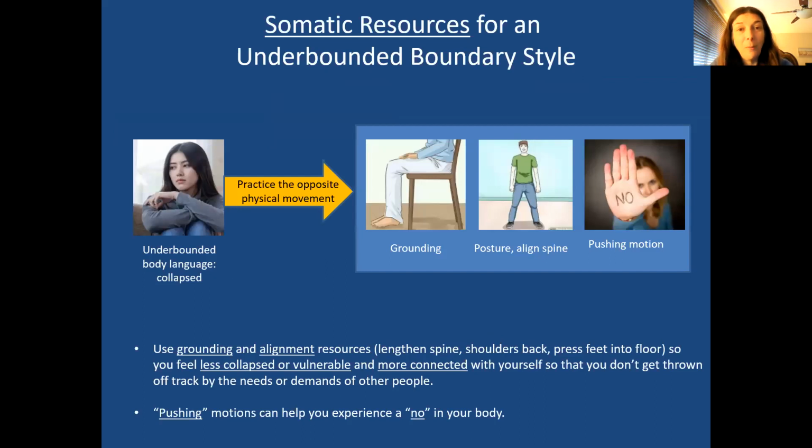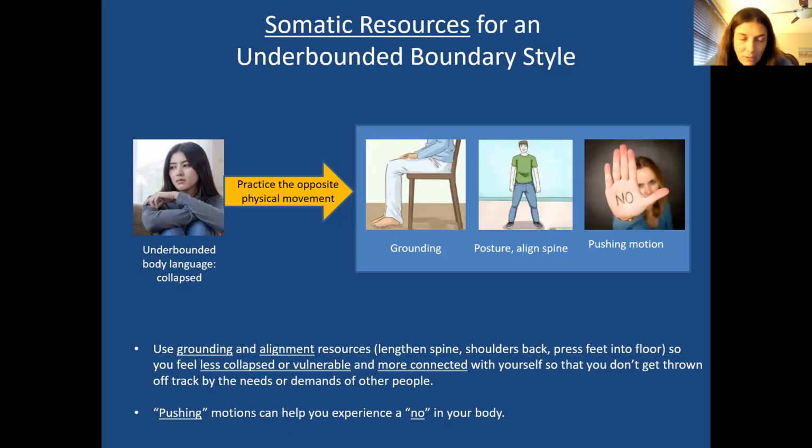Okay, so there are some somatic resources, ways we could use our body to combat some of these underbounded body language styles. Let's look on the left. Say you have that collapsed body language of an underbounded style, and you're trying to use your body to help you set a stronger boundary in a certain interaction. Some suggested somatic resources would make your body feel a little bit stronger. Grounding by pressing your feet into the floor is one way, feeling like you could stand on your own two feet, defend yourself, and say no. It reinforces that feeling.